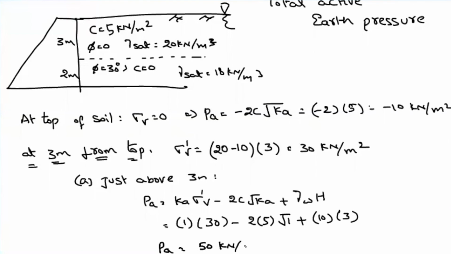50 kilonewton per meter square. This is the pressure just above 3 meter. Now let us find out the pressure just below the 3 meter. Just below 3 meter, the vertical stress is the same, 30.